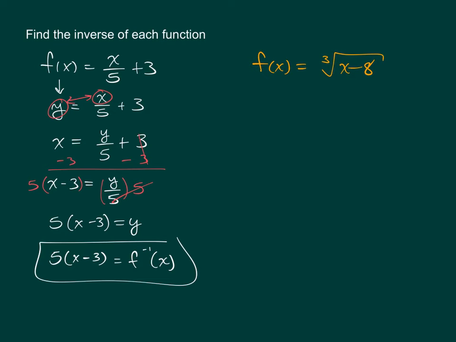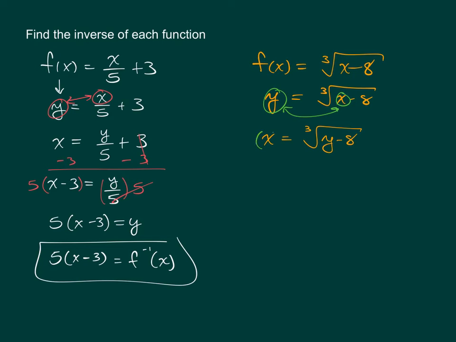In this next example, we have that f of x equals the cube root of x minus 8. So again, the first step here is to substitute y in for f of x. Then we will want to swap the x and the y. So that will give you x equals the cube root of y minus 8. Now we can start solving for y.